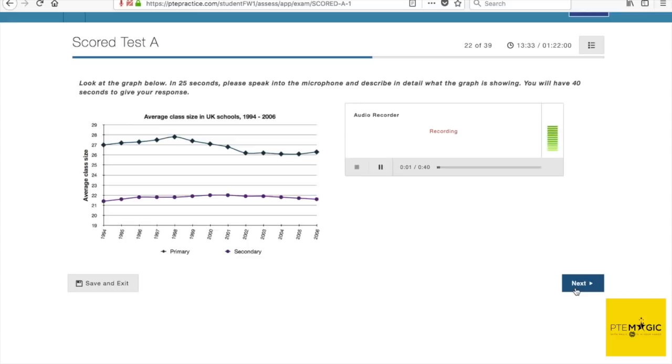Okay, so the graph shows the average class size in UK schools in 1994 to 2006. From the graph, it can be seen that for primary school, the highest number of the classroom was in 1998 with around 28 people in the class. Whereas for secondary, the year 2006 was the lowest one, which is 21 people in the classroom. So in conclusion, there were more students in primary schools in comparison to secondary schools in that period.